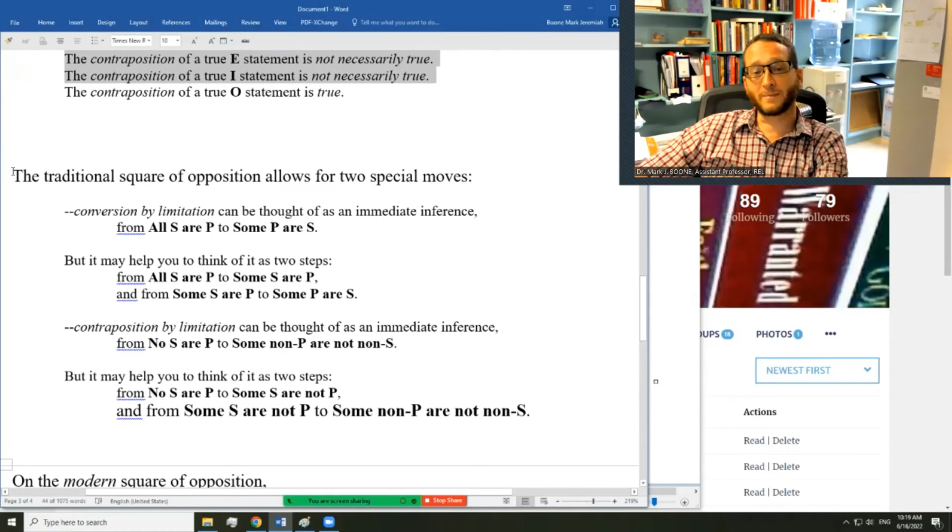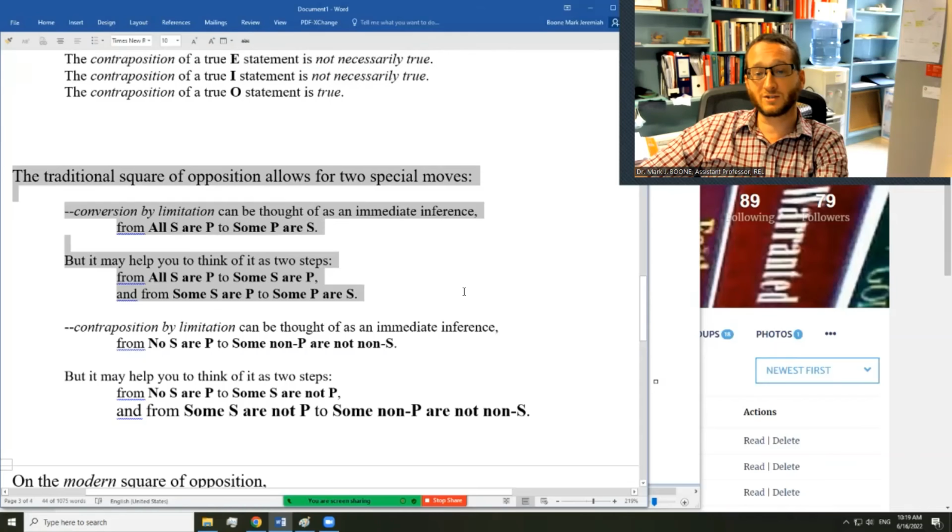The traditional square of opposition, however, does allow us to convert an A proposition by changing its quantity, or conversion by limitation, meaning you can go from all S are P to some P are S. You can think of this as two steps. I do think of it as two steps. It's clearer in my head that way. From all S are P to some S are P, that's the A to I inference on the traditional square of opposition, and then from some S are P to some P are S.